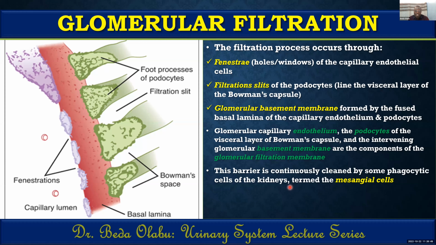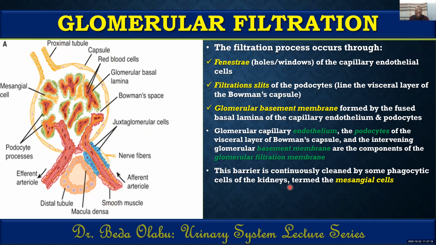This barrier is subject to a lot of occlusion because of the substances which are being transported through, and sometimes also because of some immune complexes being deposited around here. To prevent clogging, we have some cells which we call mesangial cells. They are phagocytic cells of the kidney. They continuously clean the glomerular filtration barrier to prevent clogging. That does not mean 100% success, but at least there is something that helps prevent frequent clogging.